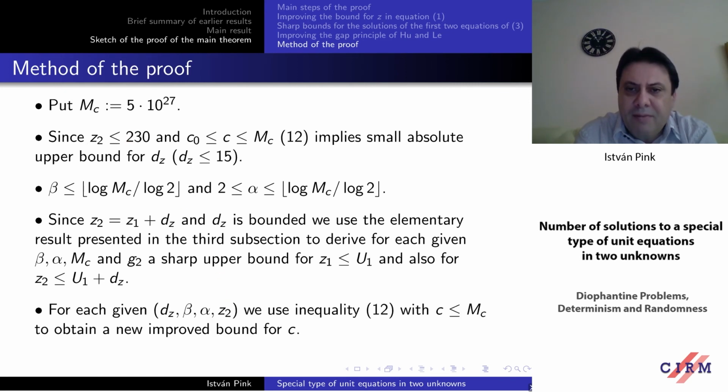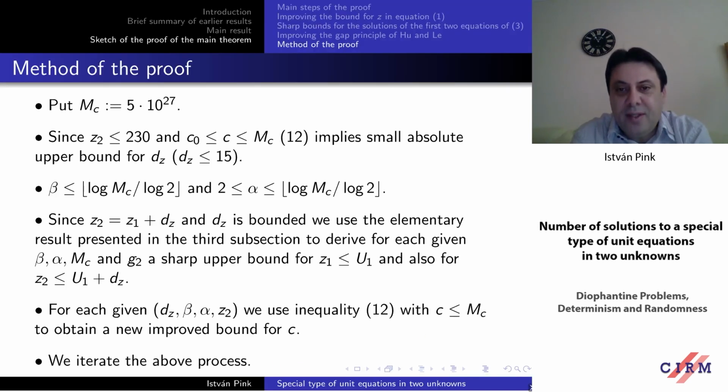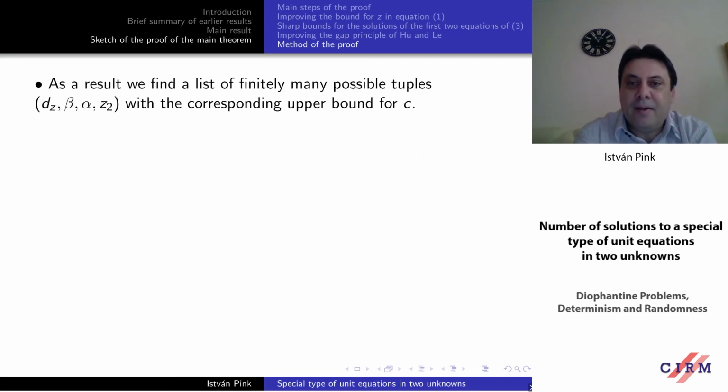And after that, for each given tuple DZ, beta, alpha, and Z2, we use inequality 12 again, the improved gap principle, with this upper bound for C to obtain a new upper bound for C. And we iterate the above process. Finally, as a result, we find a list of finitely many possible tuples DZ, beta, alpha, and Z2 with a corresponding upper bound for C.